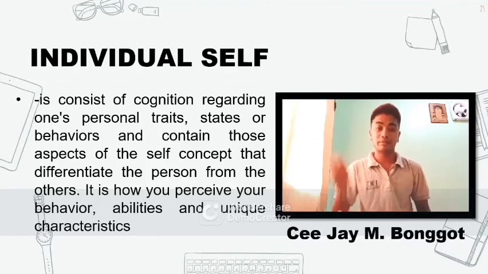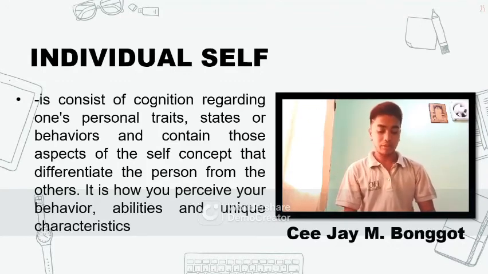Let's talk about the individual self. The individual self consists of cognition regarding one's personal traits and states of behavior, and contains those aspects of the self-concept that differentiate the person from others. It is how you perceive your behavior, abilities, and unique characteristics.